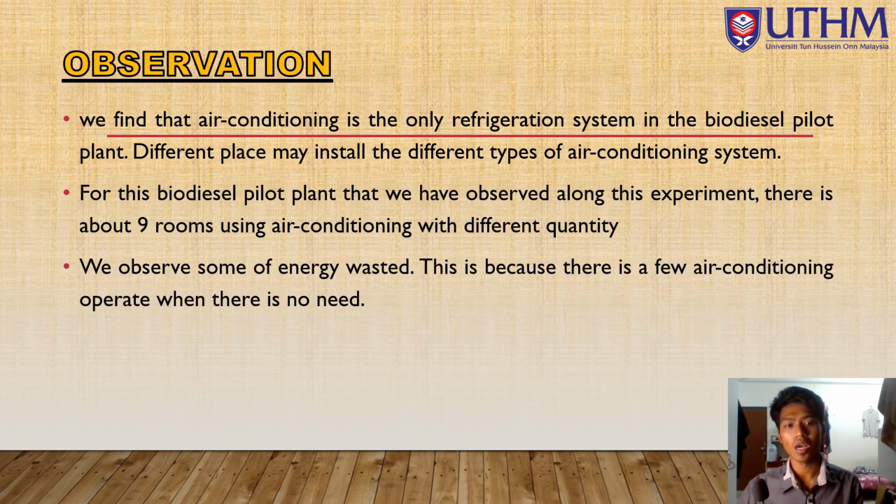Next, observation. First, we find that air conditioning is the one refrigeration system in the biodiesel plant. Different places may install different types of air conditioning system. Second, for this biodiesel plant that we have observed along this experiment, there are about 9 rooms using air conditioning with different quantity. For the lab, we observed some energy waste. This is because a few air conditioners operate when there is no need.